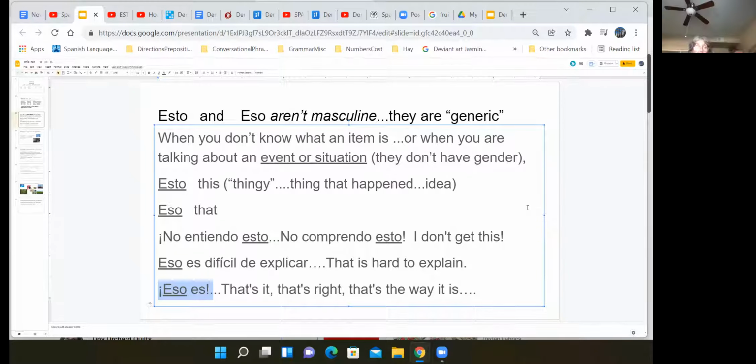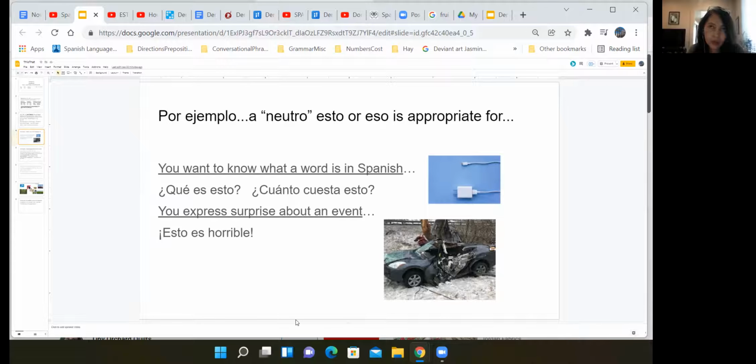Sí or no? Sí. Yeah, but what I'm still confused about is, if you're not sure about the gender, for example, pluma, I don't know if pluma is feminine or masculine, can I use esto just to be safe? You can. Okay. And somebody will know what you mean. Yeah. Right. Okay.